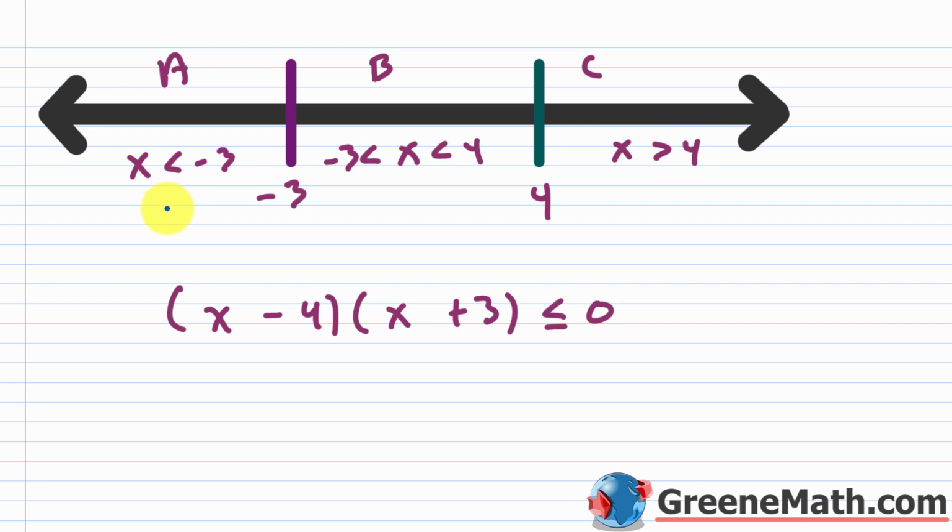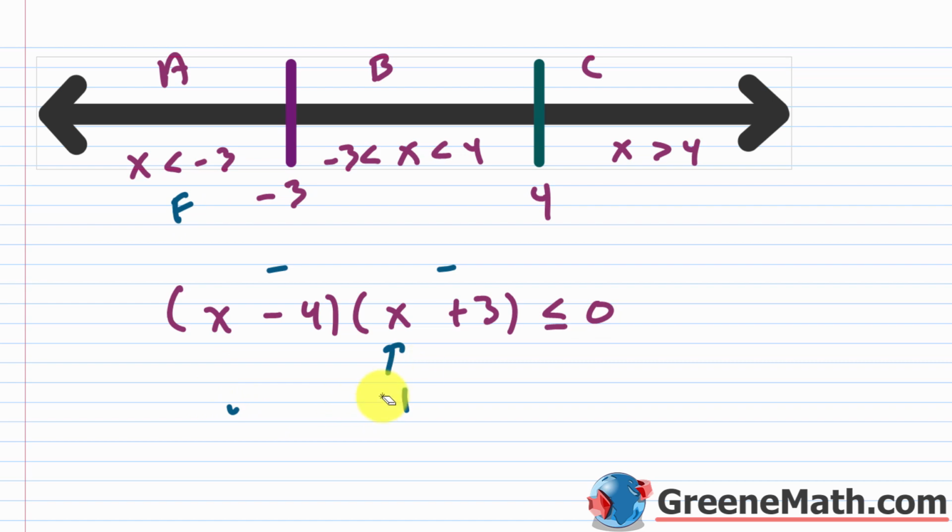And then for something that's less than negative 3, let's just pick negative 4. So we'll plug a negative 4 in there and there. So negative 4 minus 4 would be negative 8. So this is negative. Negative 4 plus 3 is going to be negative 1. So this is negative. Negative times negative is positive, and a positive is never going to be less than 0. So this is going to be false.